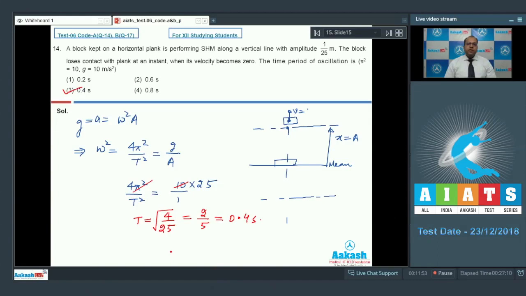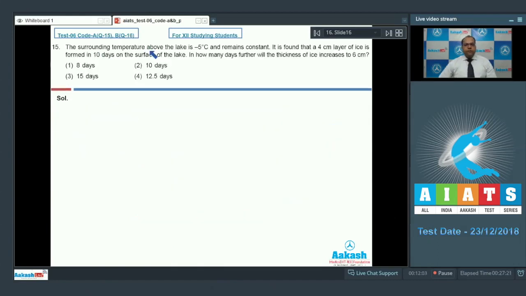Let's move to question number 15. The surrounding temperature above the lake is minus 5 degrees centigrade and remains constant. It is found that a 4 centimeter layer of ice is formed in 10 days on the surface of the lake. In how many days further will the thickness of the ice increase to 6 centimeter?